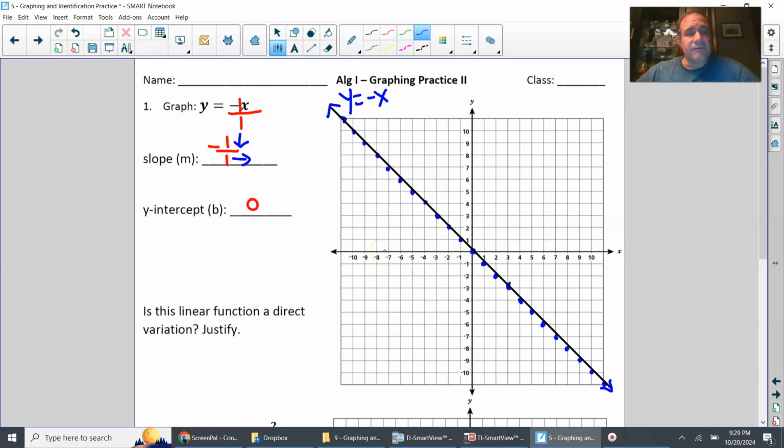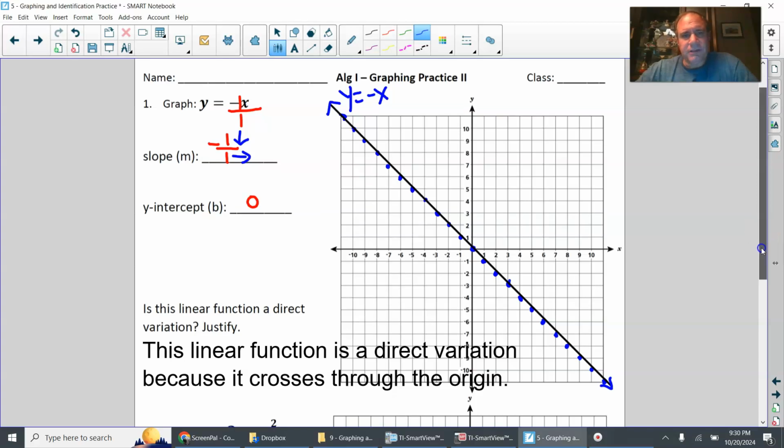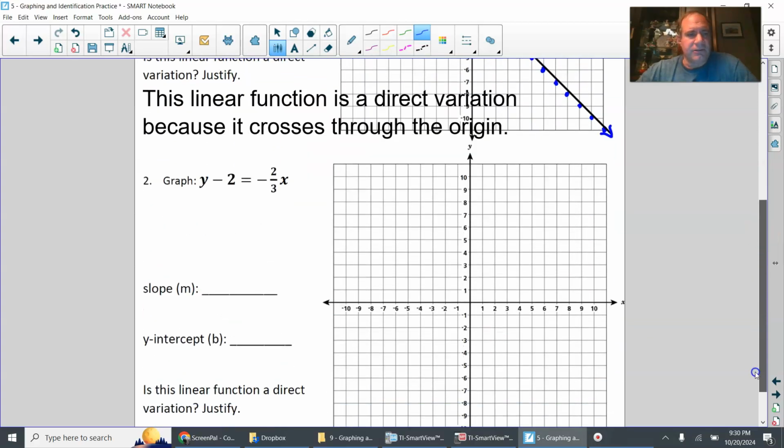Is this linear function a direct variation? This one is, because it crosses through 0, 0. And there you have it. Just like I said, it crosses through the origin. That is a direct variation.